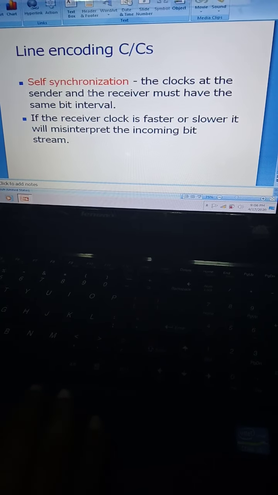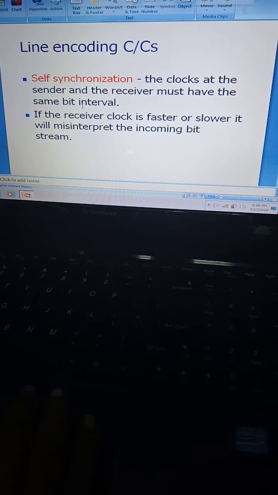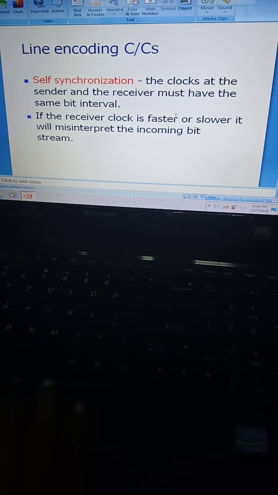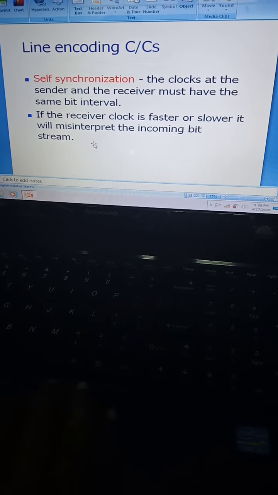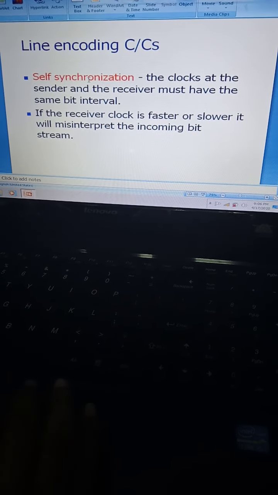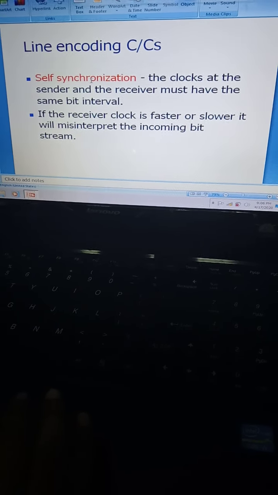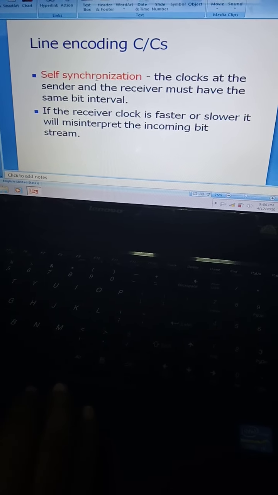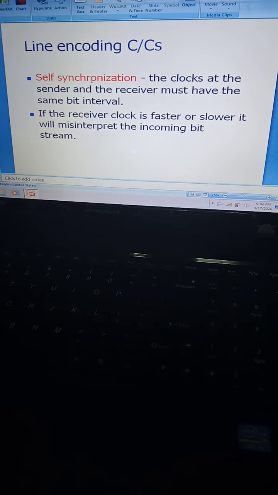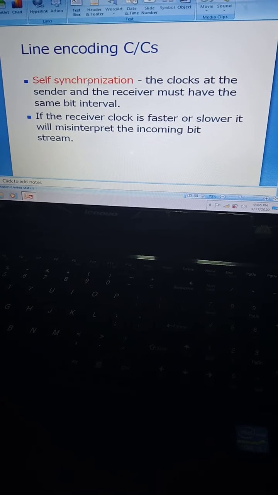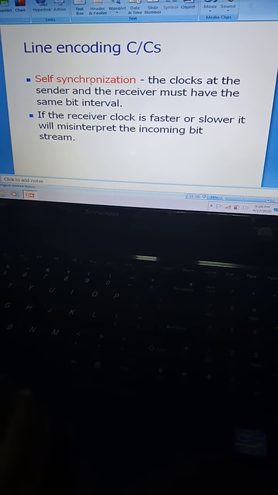The clock at the sender and receiver must have the same bit interval. If the receiver clock is faster or slower, it will misinterpret the incoming bits. So, self-synchronization uses voltage levels that should be streamlined at the receiver end and also the sender end. Automatically, data transmissions will be equal. If the data transmissions are unequal, data may be misinterpreted.